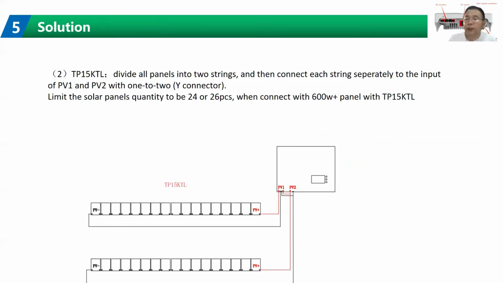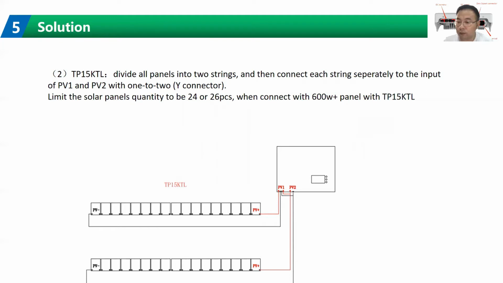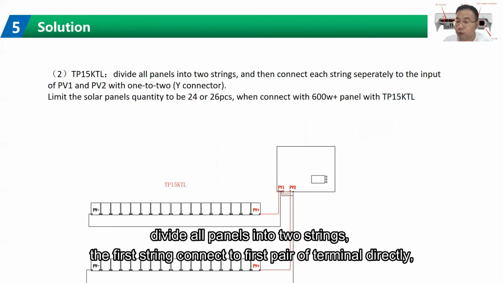Okay, the 15 kilowatt inverter. Our 15 kilowatt inverter has an unbalanced design. It means it has two MPPTs but three pairs of DC terminals. Let me explain it. MPPT1 connects terminal 1 and terminal 2. MPPT2 connects terminal 3. So we have to divide all the panels into two strings.